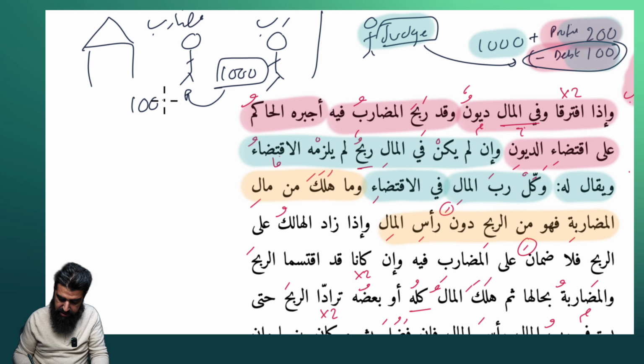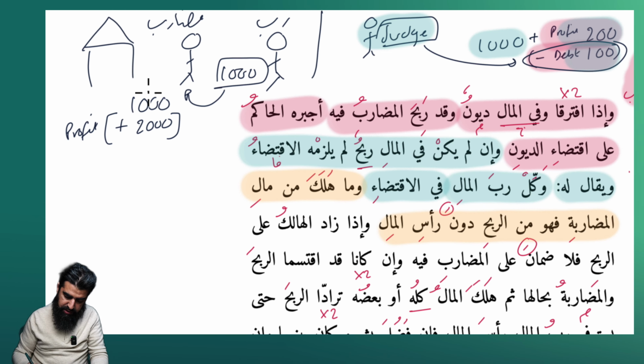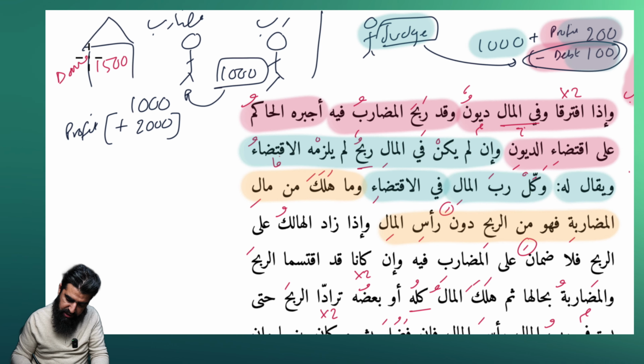He invested 1,000. That's the original 1,000. Plus he's made, let's say, 2,000 on top of that. Yeah, 2,000 profit. So this is profit. So now the house got damaged. That was part of the investment as well. And let's say the damage in the house has now cost, let's say, 1,500 damage. So let's write damage there.